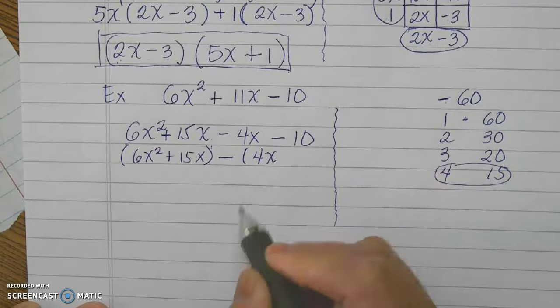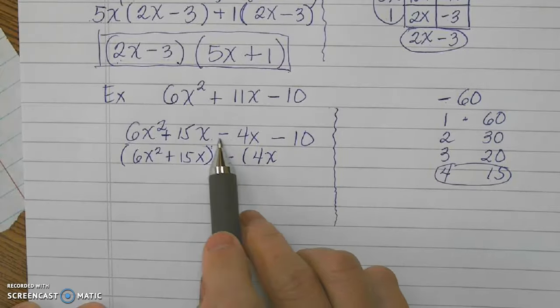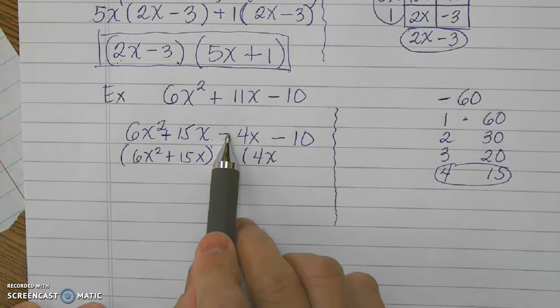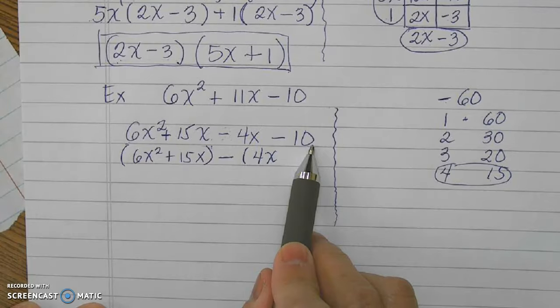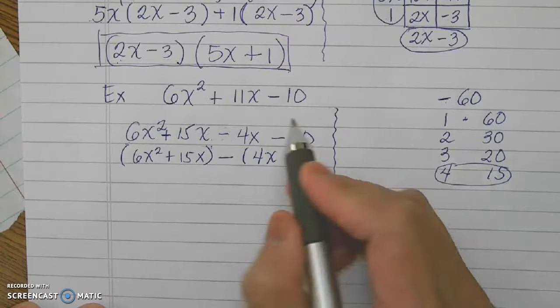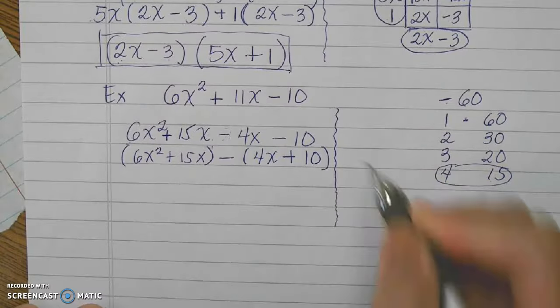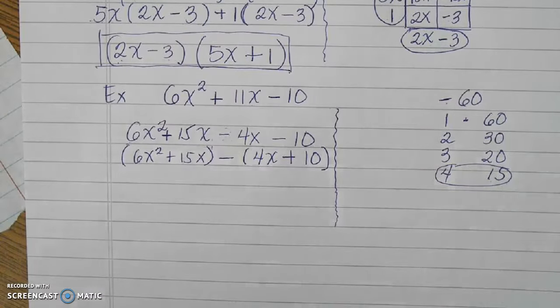4x. Please make sure that you're aware of the sign. If you're taking out the negative, all these will have to change the sign. So this will turn to positive and that will turn to a positive. Okay, now let's begin the factoring.